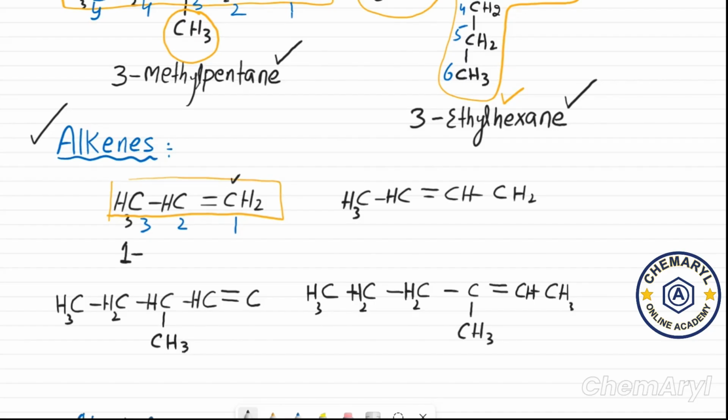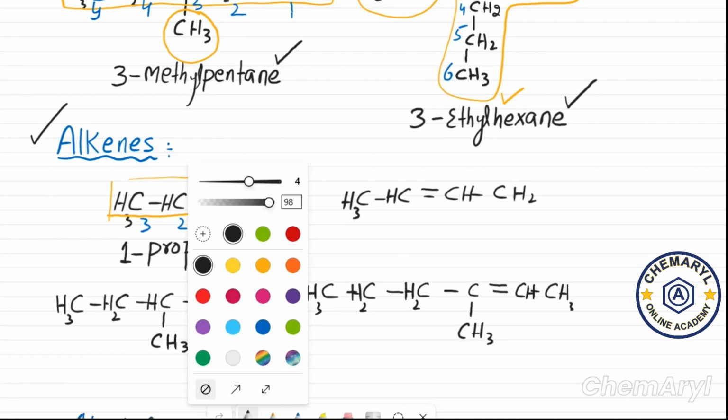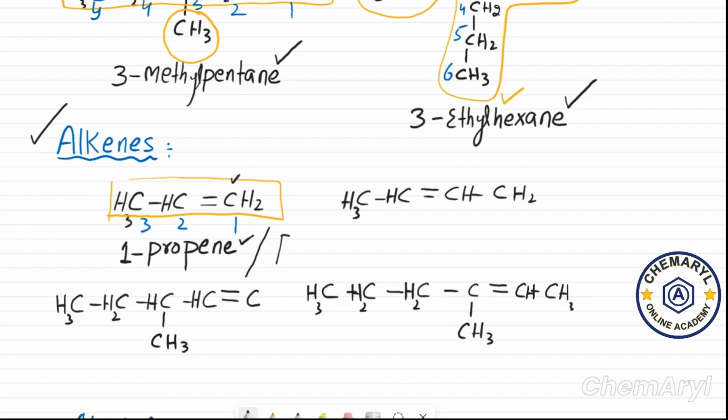Then write the prefix. How many carbons are present? 3. So what is the prefix used for 3? Prop. 1-prop. So what is the suffix used for carbon double bond carbon? Ene. Very good. So the name for this compound is 1-propene. Dear students, you can also write the name for this compound in this pattern. First of all, write the prop prefix, then write the position of the functional group and then use the suffix. This is also the name for this compound.